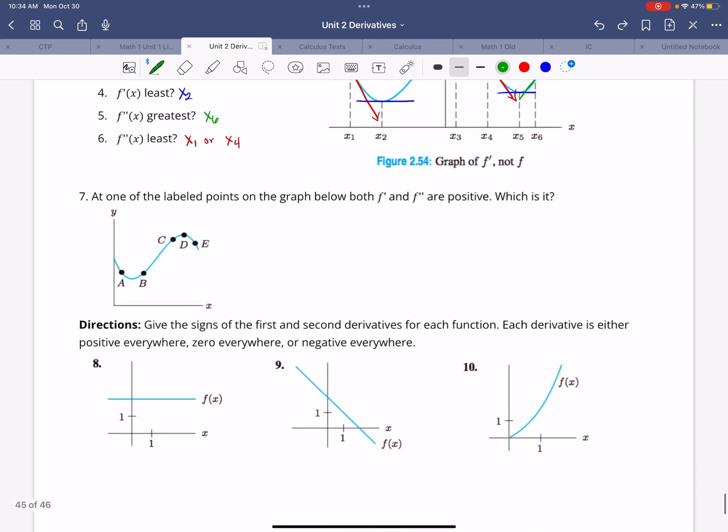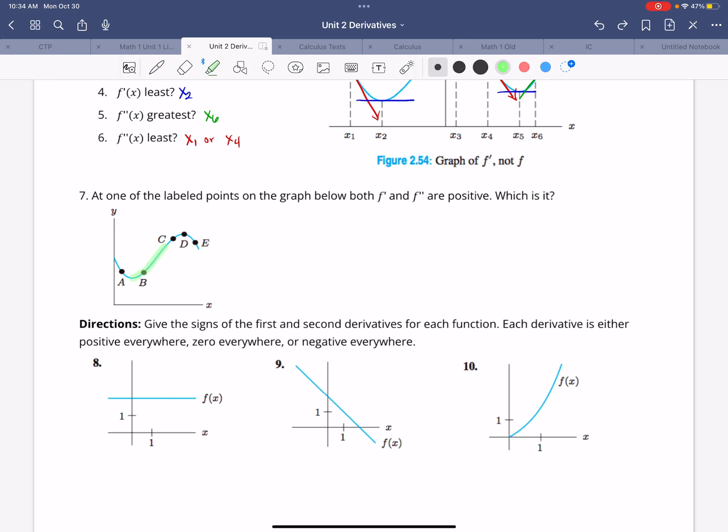Okay, so at one of the labeled points on the graph below, we want to know where the first derivative and the second derivative are positive. The first derivative is going to be positive anywhere f is increasing. So here's the interval where it's increasing. That's where the first derivative is positive. The second derivative is going to be positive where you're concave up. So that's going to be along this portion of the graph here. You can see it overlaps B. So if I want to know which of the points A, B, C, D, E has both a positive first and second derivative, that point would be B.